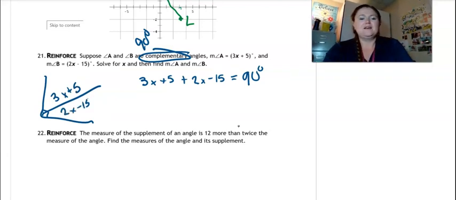There we go. But this is what you're going to get on Delta Math, the picture. So this is kind of showing both at once. So then what we do is we solve for x.